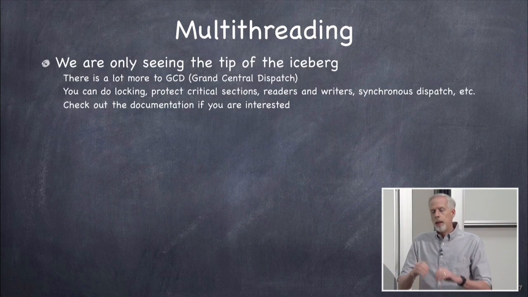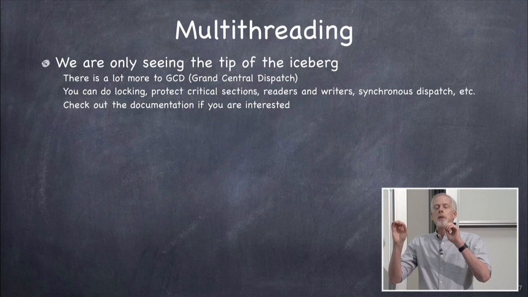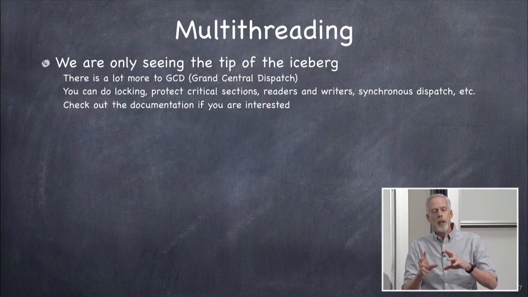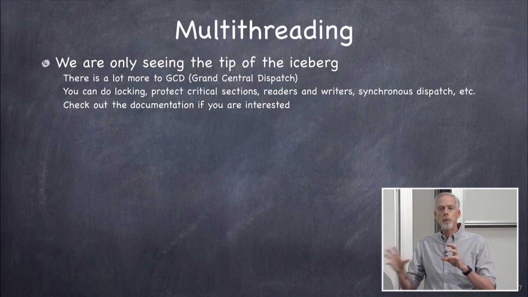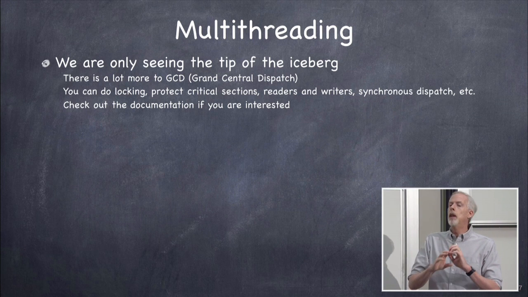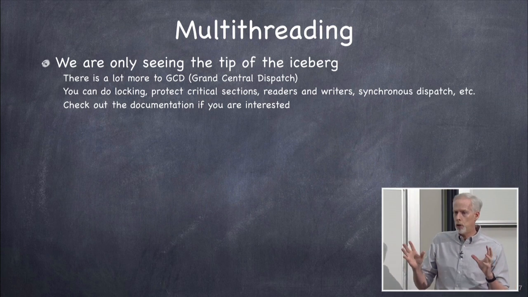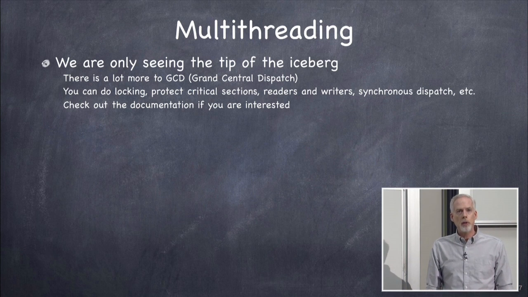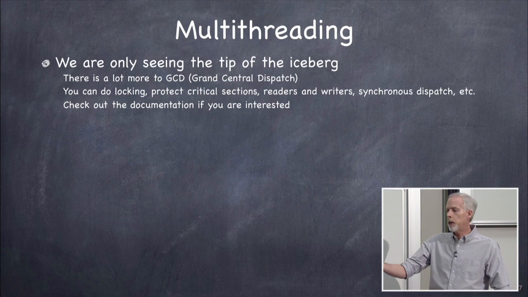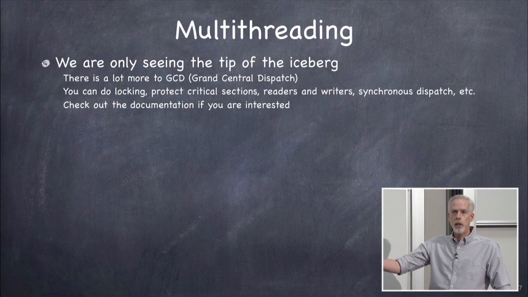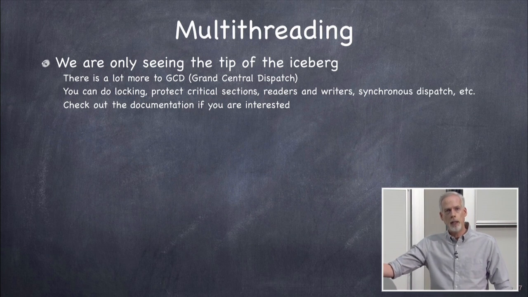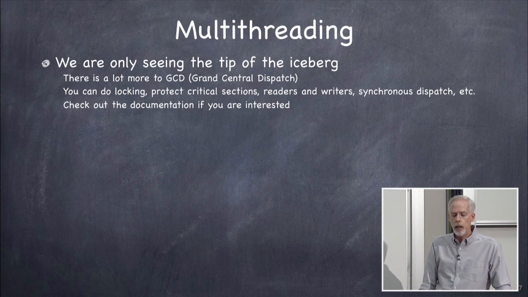I'm only showing you the absolute tip of the iceberg for multi-threading. I'm showing you the basic stuff you need to get work off of the main thread, but there is a lot more. You're going to want to familiarize yourself eventually with DispatchQueue and all the things it can do. This is all based on something called Grand Central Dispatch, because when we put a closure onto a queue, we call that dispatching the closure onto that queue.